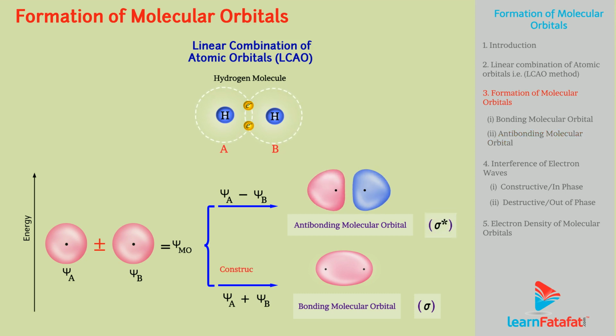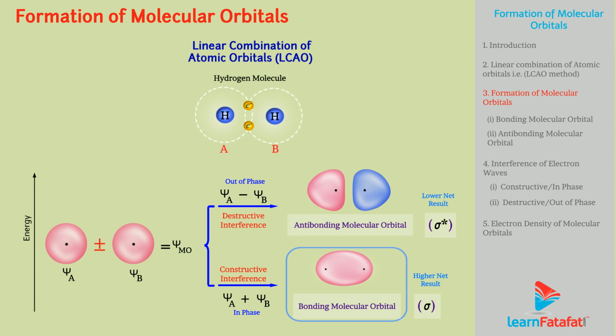For the constructive interference or in-phase combination of psi A and psi B, the net result is higher, and so there is formation of a bonding molecular orbital. However, for destructive interference or out-of-phase interference, the net result is lower and leads to formation of an antibonding molecular orbital.